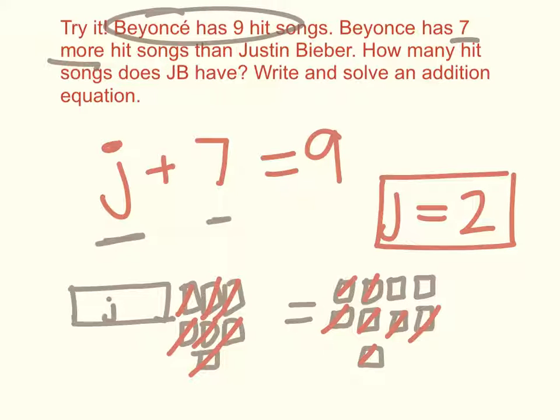Now, some of you may have added 7 plus 9 and gotten a number like 16. Well, that would mean that Justin Bieber has 16 hit songs and Beyonce has 9 hit songs, but that wouldn't make any sense because Beyonce supposedly had 7 more hit songs. So make sure that you're really looking at these story problems to understand the concepts before you get started on your equations.